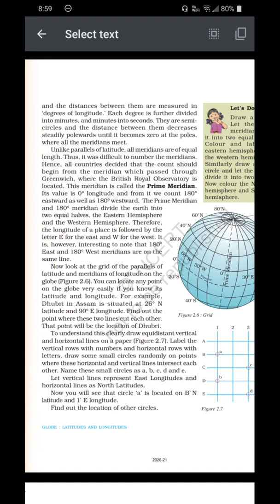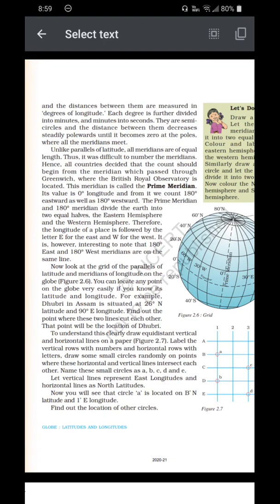To understand this clearly, draw equidistant vertical and horizontal lines on your paper, figure 2.7. Label the vertical rows with numbers and horizontal rows with letters. Draw some small circles randomly on points where these horizontal and vertical lines intersect each other. Name these small circles as A, B, C, D, and E.